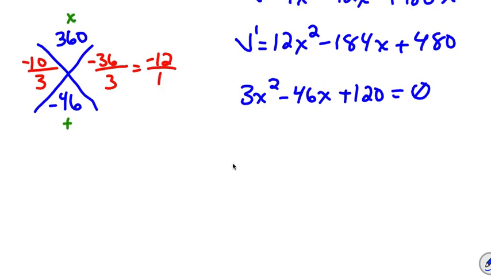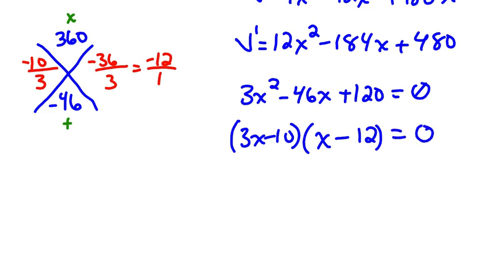Okay, so let's come back to our problem here and factor this now. So this factors: negative 10 over 3 means 3x minus 10, and negative 12 over 1 means 1x, or just x, minus 12 equals 0. So what makes this 0? Well, x equals 10 thirds, or x equals 12.